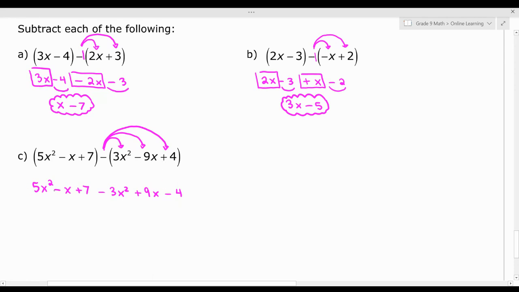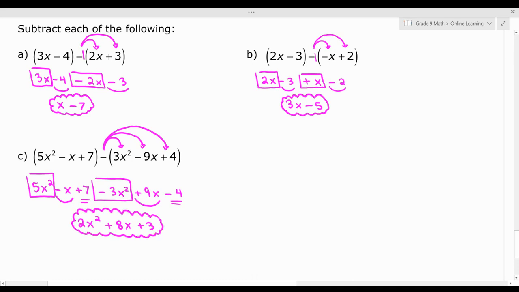Then collect like terms. So I have 5x squared minus 3x squared, which will give me 2x squared. And then I have minus 9x plus 9x is like plus 8x. And then plus 7 minus 4 would be plus 3. Double check your order. They are in order. So your final answer would be 2x squared plus 8x plus 3.